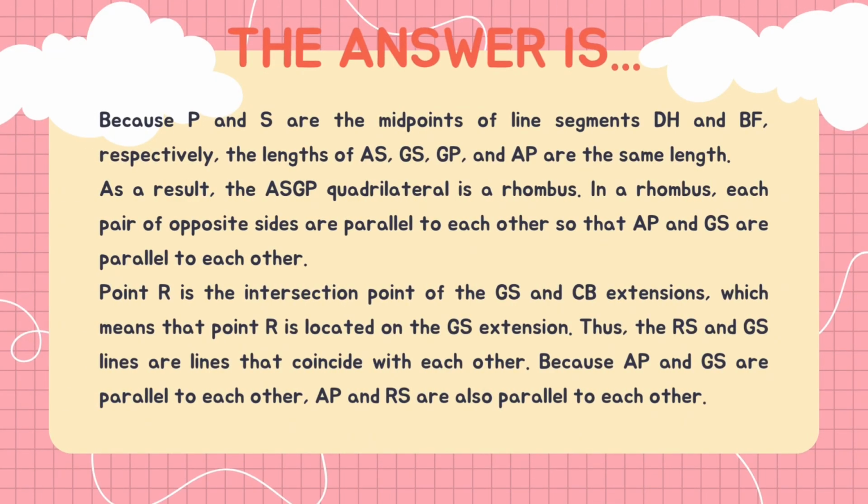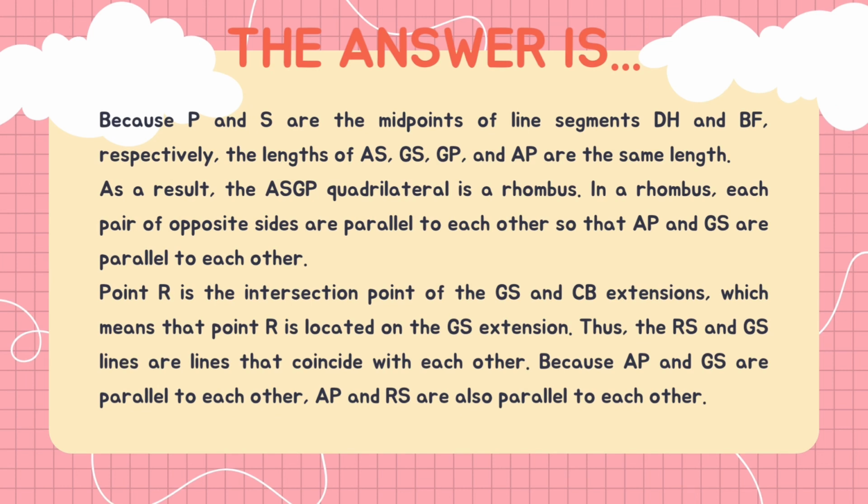The following is the discussion. Pay attention to the ASGP quadrilateral, because P and S are the midpoints of line segments DH and BF respectively. The lengths of AS, GS, GP, and AP are the same length. As a result, the ASGP quadrilateral is a rhombus. In a rhombus, each pair of opposite sides are parallel to each other, so AP and GS are parallel to each other. Point R is the intersection point of the GS and CB extensions, which means that point R is located on the GS extension.